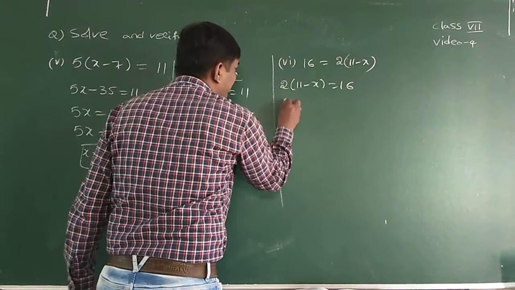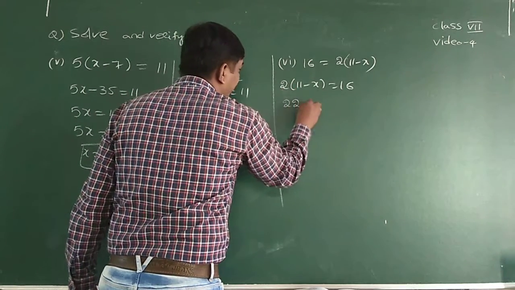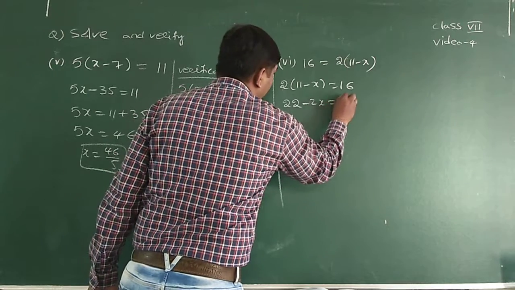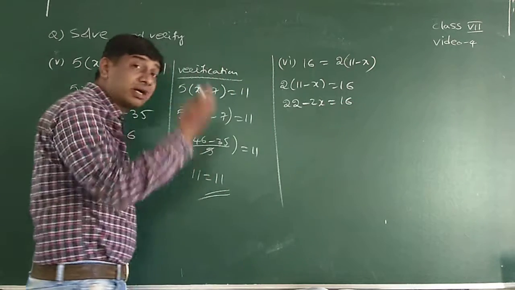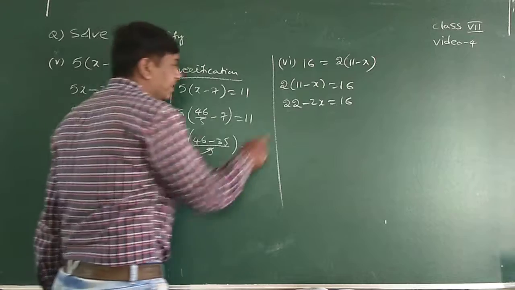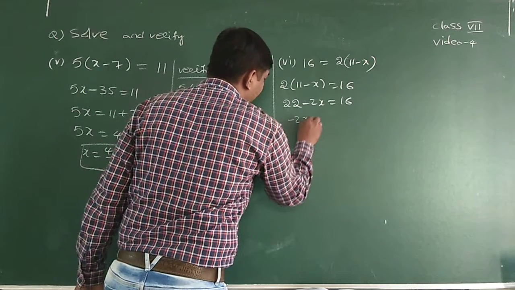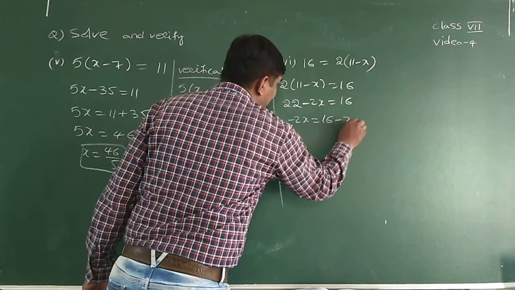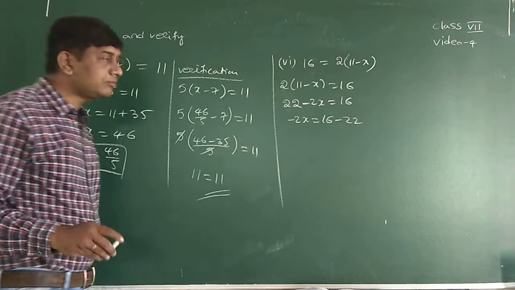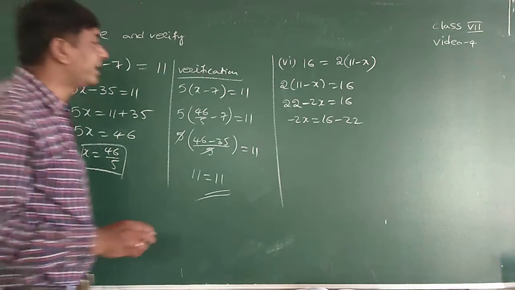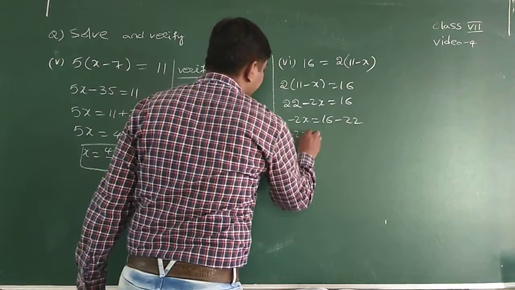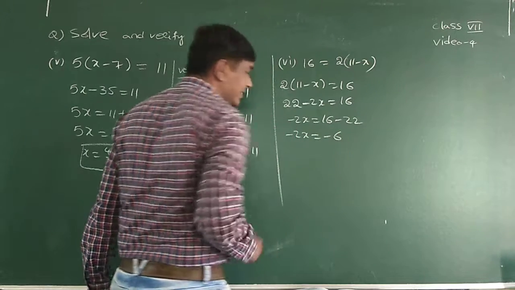Now 2 into 11 is 22. Plus into minus, minus 2x is equal to 16. Now transpose the constant value first. Here this is the constant. Minus 2x is equal to 16 minus 22. Now minus 2x is equal to minus 6.